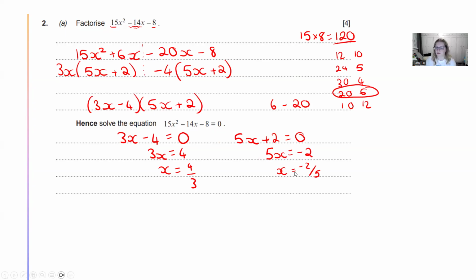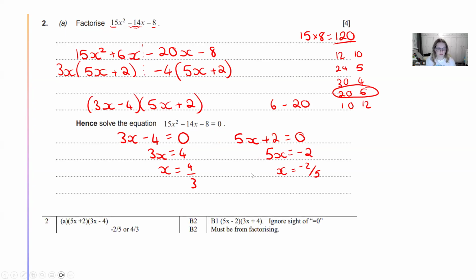That's 4 marks on offer for that one. So let's check the mark scheme. The first one is 2 marks for getting your factorisation right. B1 if you did it correctly, but you got the signs the wrong way around. So that's good to know that if you do mess up your signs, you're still going to get a mark. And for the second one, we needed to have it from the factorisation, which is what we've done. From factorising means that you can't use the quadratic formula to get these. You have to do it from your answer above.